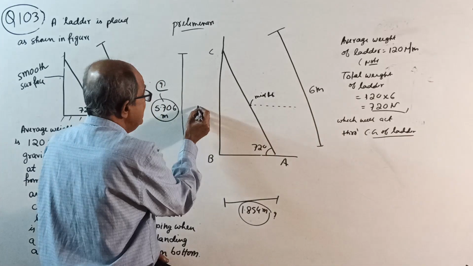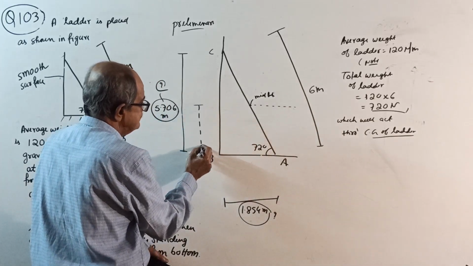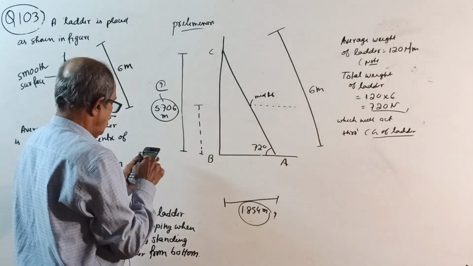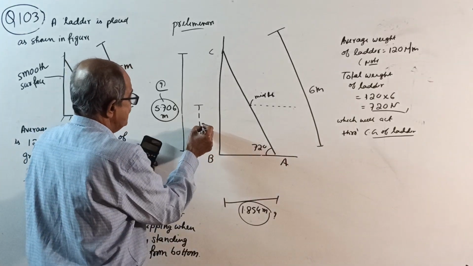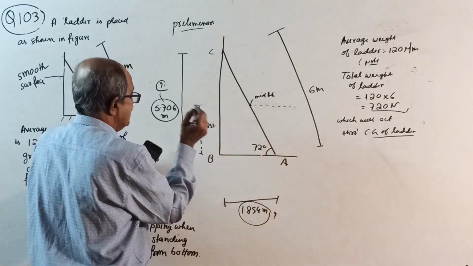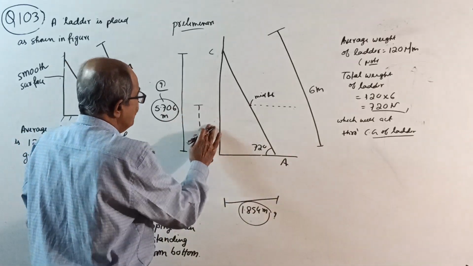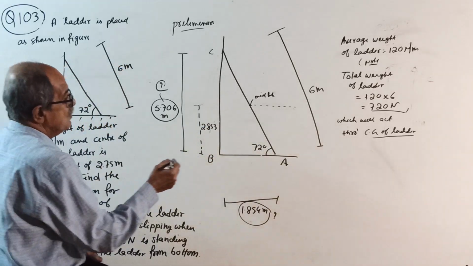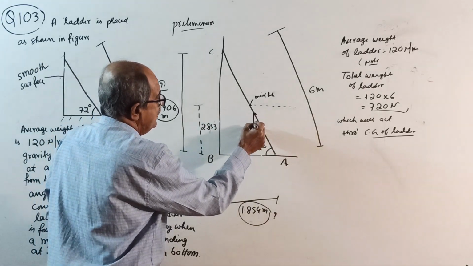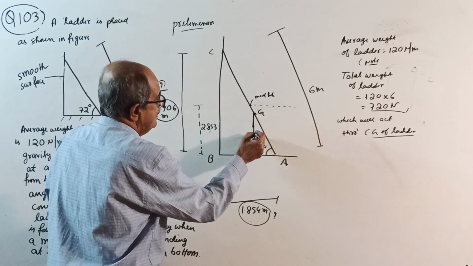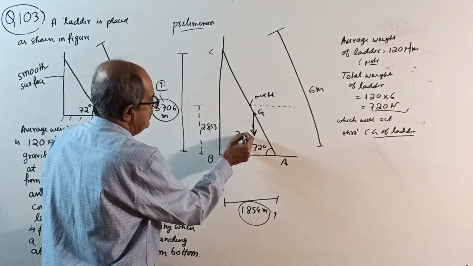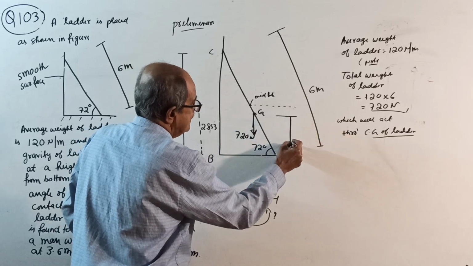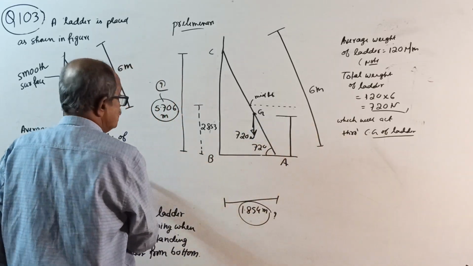If it is the mid height, draw light lines right here. What is this height? 5.706 divided by 2 is 2.853 meter. It is not required; later you remove it. But they told the height is 2.75, which is somewhere here. This is where the center of gravity G of the ladder is. The weight is 720 Newton. They told this height is 2.75 meter.